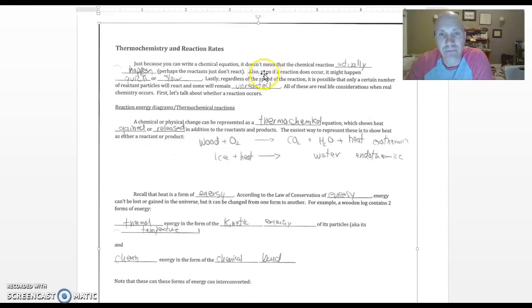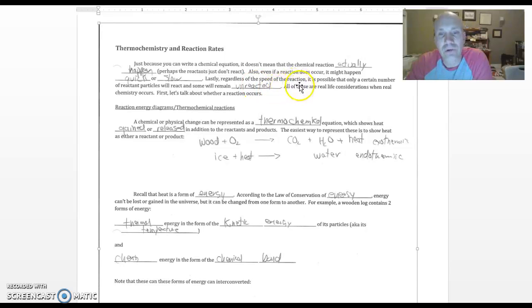Secondly, even if a reaction does occur, it might not happen quickly. It might happen quickly or slowly. For example, if you were to see roadkill on the side of the road, we know that roadkill would eventually decay, but it's a very slow process. So even though we know the reaction would occur, it would happen at a very slow rate. Lastly, regardless of the speed of the reaction, sometimes if you mix reactants together, only a portion of the reactants would react, and a portion would remain unreacted.